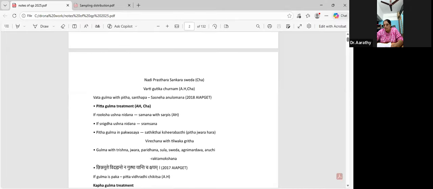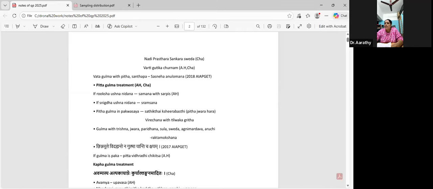Coming to Pitta Gulma Chikitsa, if it is Ruksha Ushna Nidana, then Shamana with Sarpi is indicated, while Snigdha Ushna Nidana, Shramsana is done.